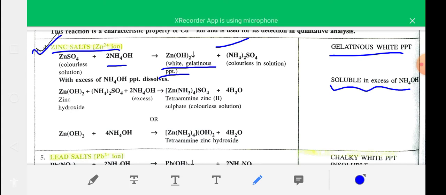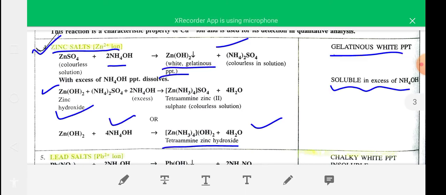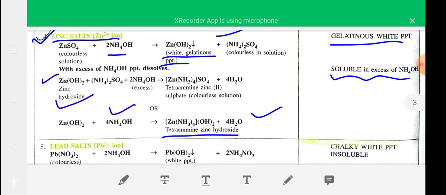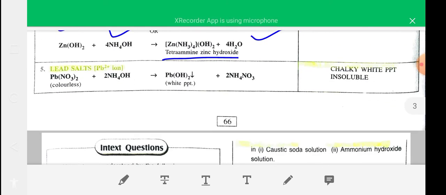So the reaction in excess ammonium hydroxide: initially zinc hydroxide is produced as a white gelatinous precipitate, which reacts with excess ammonium hydroxide and forms tetraamine zinc hydroxide and water. That is, the initially formed gelatinous white precipitate is soluble in excess ammonium hydroxide.